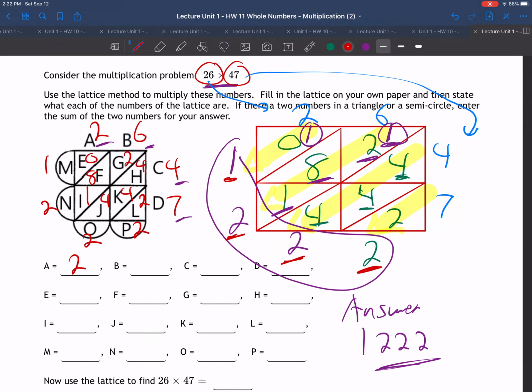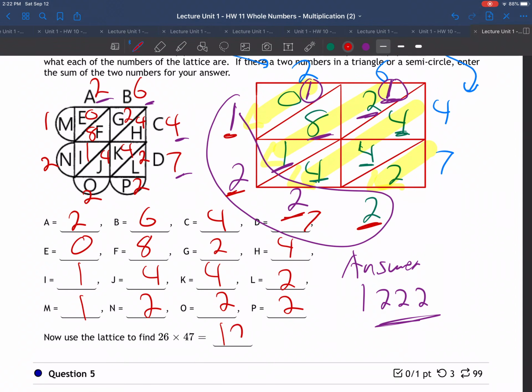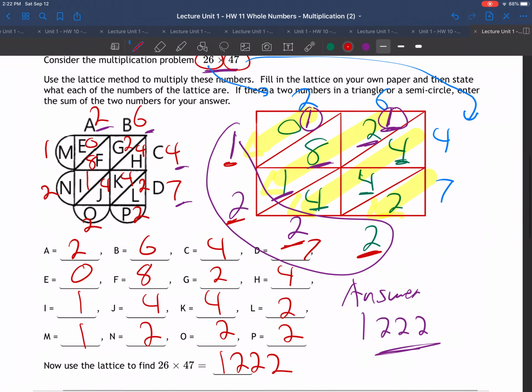A is 2, B is 6, C is 4, D is 7, E is 0, F is 8, G is 2, H is 4, I is 1, J is 4, K is 4, L is 2, M is 1, N is 2, O is 2, and P is 2. And the final answer, 1, 2, 2, 2, which we could have got off our calculator in 2 seconds, but nevertheless, this lattice multiplication works.